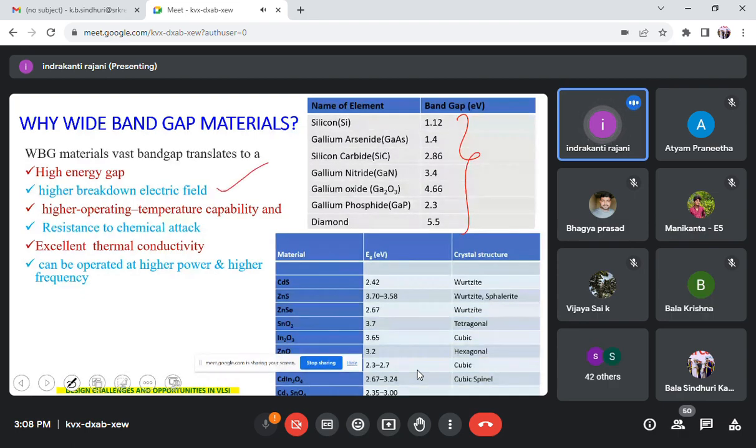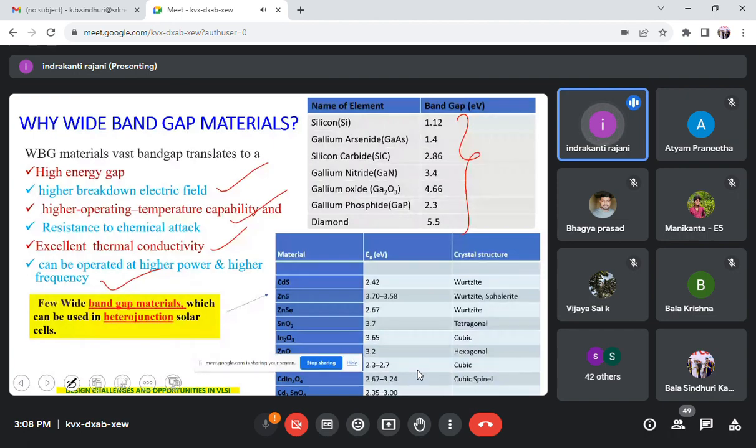Higher breakdown electric field, higher operating temperature capability, excellent thermal conductivity. This is where we have to work, because heat energy will not be generated continuously, and they can be operated at higher power and higher frequency. So these kinds of characteristics are observed in wide band gap materials. You can see the materials which I have listed here. These are all related to 3-5 and 2-6 elemental and compound semiconductors only, and these are all used in photocatalysis and the photoelectric effect.